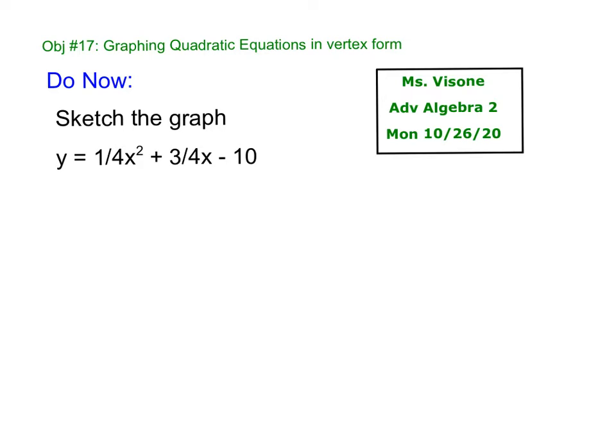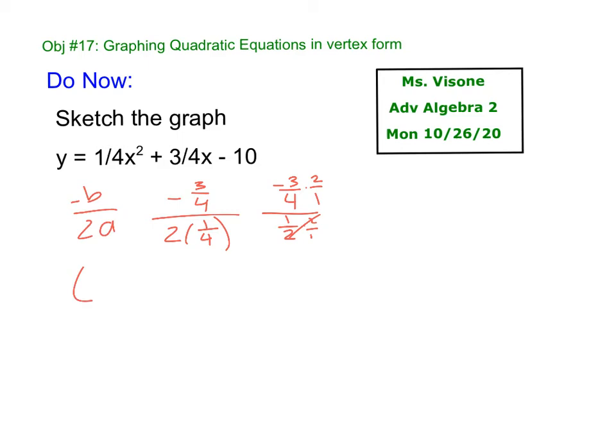Because it's fractions, I'm going to start with my negative b over 2a. See what I get. So negative 3 over 4, all over 2 times 1/4. So that's negative 3 over 4 over a half, so that's times 2. So my vertex x-value is negative 3 over 2.